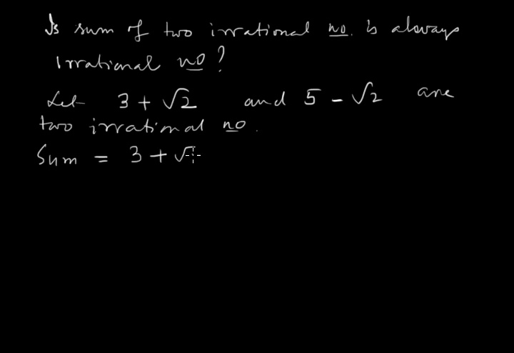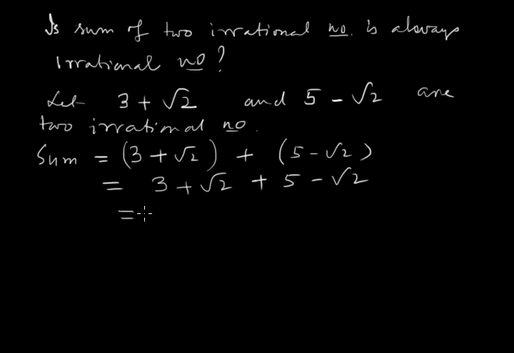So their sum is 3 plus root 2 plus 5 minus root 2, which is equal to, now the root 2 and root 2 cancel, 3 plus 5, which equals 8. And 8 is a rational number.